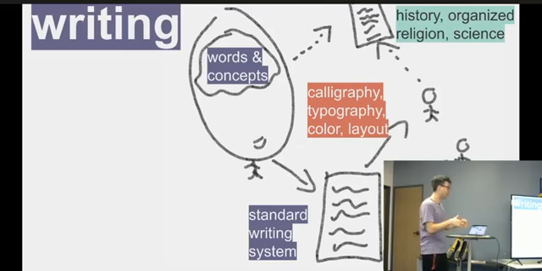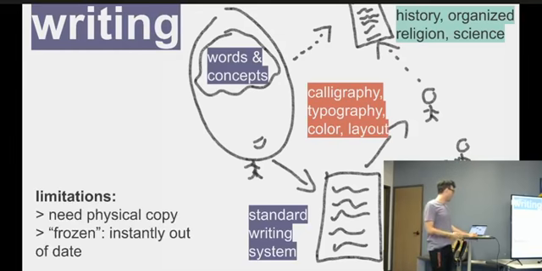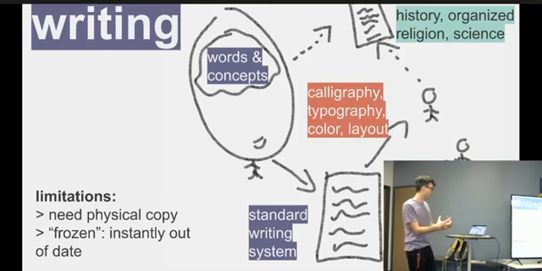We'll get to that in a second. Basically, once we've created this writing system, then we can do these higher order things that I mentioned, religion and science. But it also had some limitations, right? You need a physical copy of something, and what you write on a piece of paper is frozen. It doesn't get updated like the web does, like Facebook does.